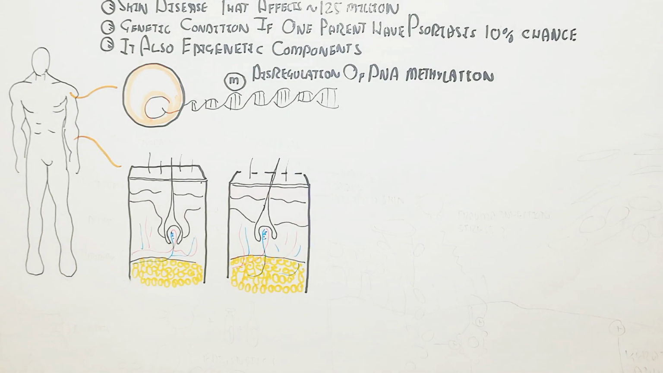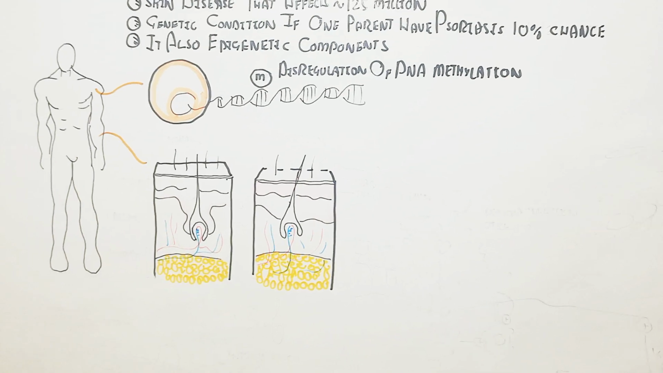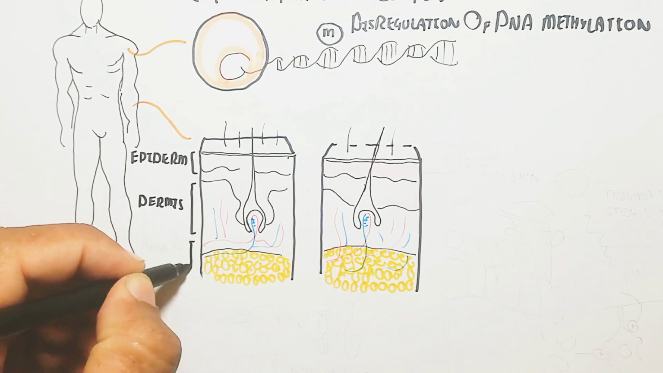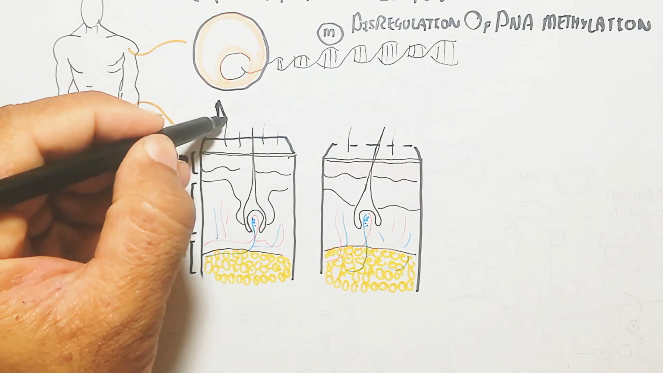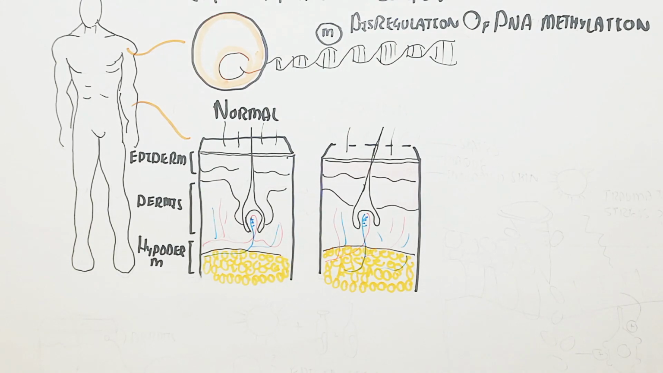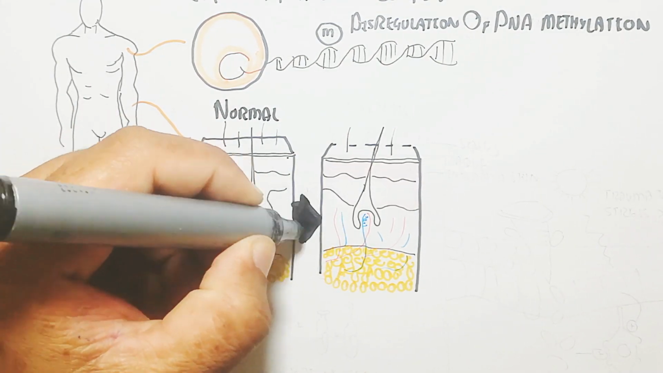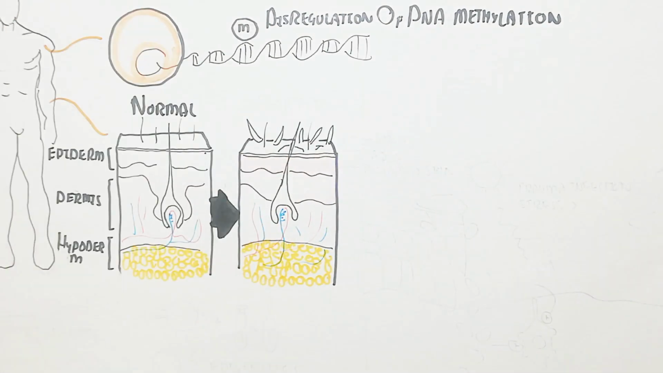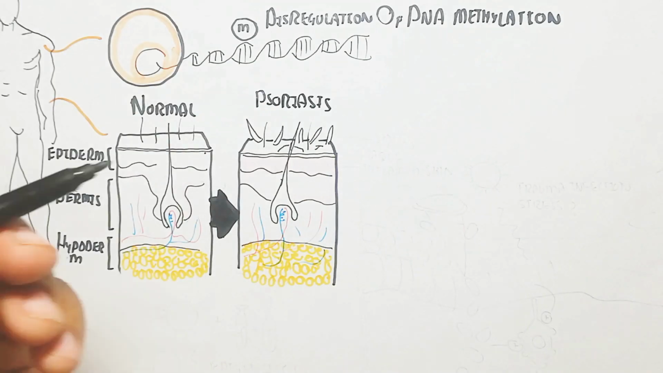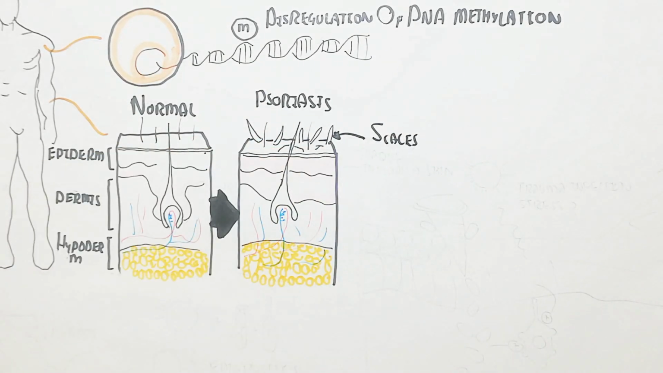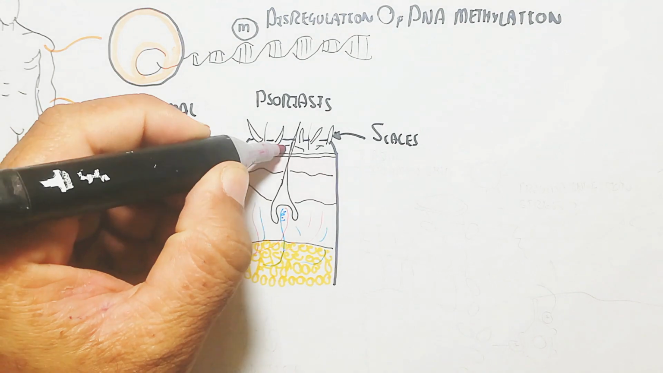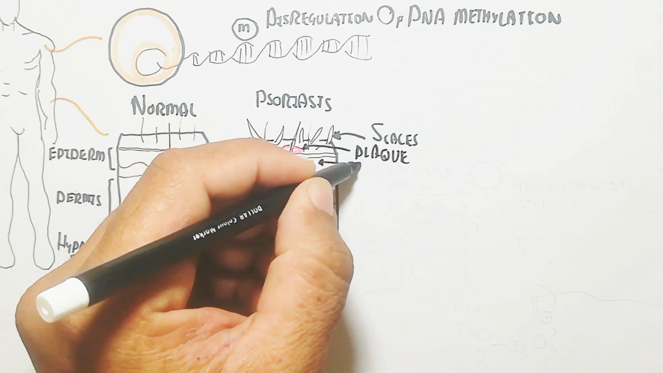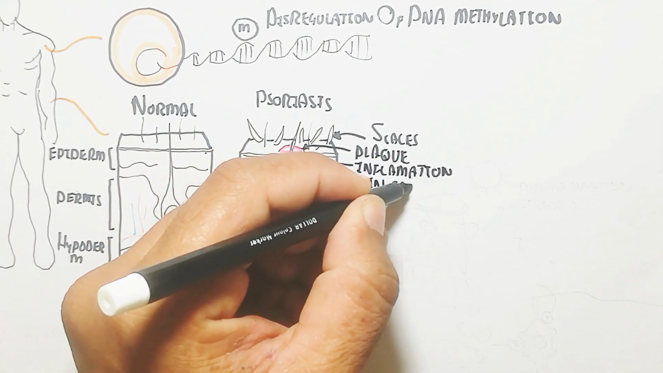Let's understand the normal skin and psoriatic skin. Normal skin contains epidermis, dermis and hypodermis. The epidermis is affected by psoriasis, so it leads to scales, plaque and inflammation in the skin. Here you can see the hypodermis, which contains adipose tissue and the blood circulatory system that provides nourishment to the hair follicle, and this is the hair shaft. This is the scaly condition, and the plaque formation leads to a red bumpy appearance and lesion.